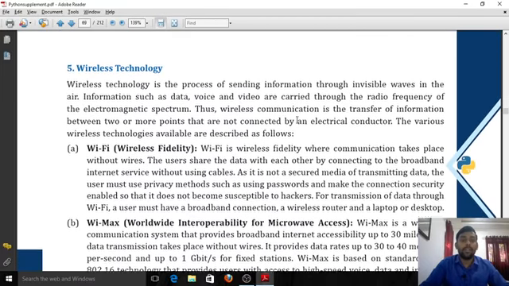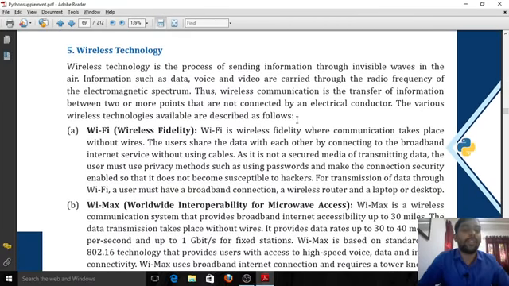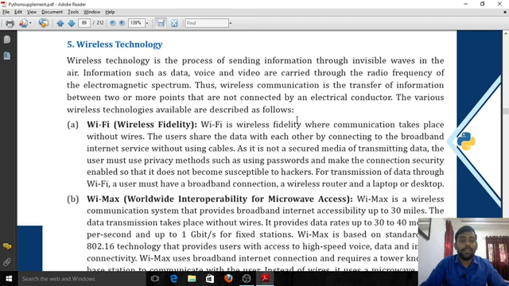Then wireless technology. Now we are going to look at the technologies. So this is all about the different wireless communication media, or unguided media. Then we are going to look at the wireless technologies, the different technologies that use wireless communication. Wireless technology is the process of sending information through invisible waves, and any kind of data can be transmitted.